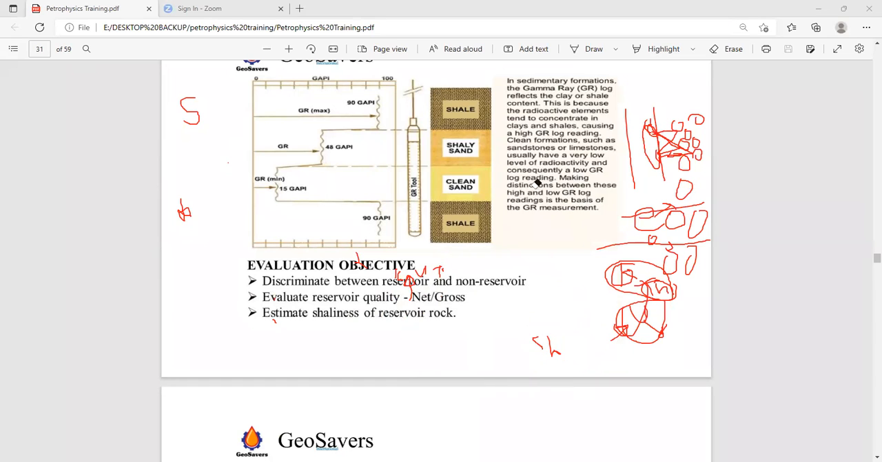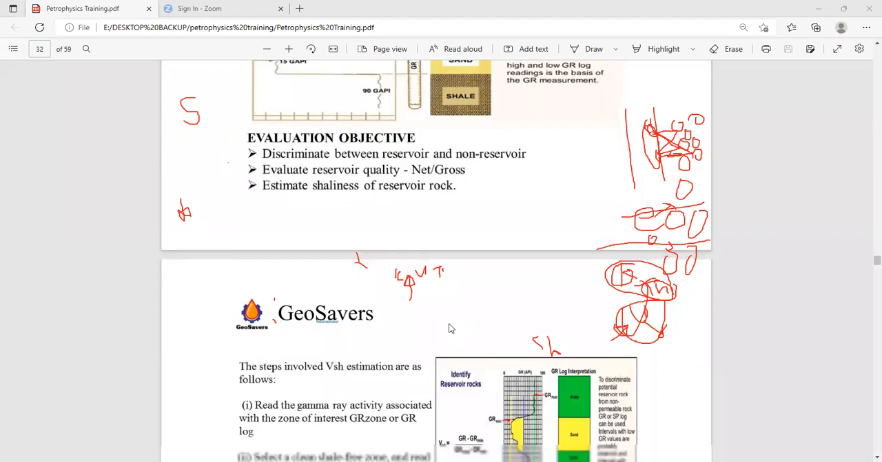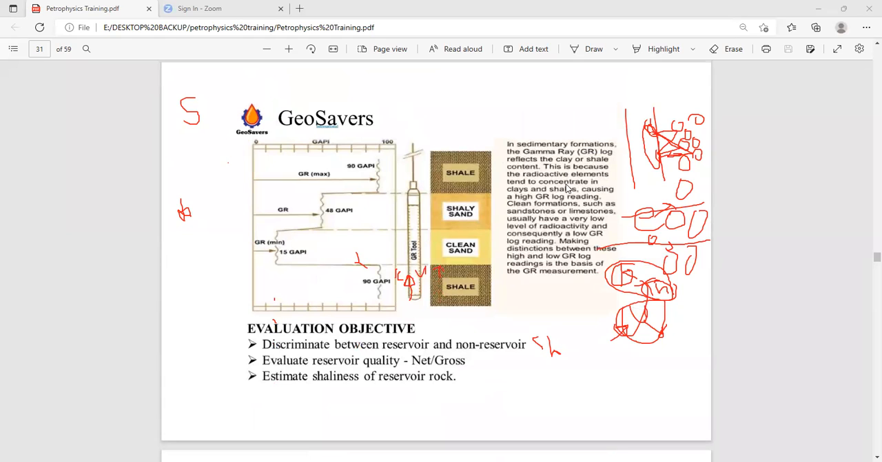All right, so if you look at what we have here, you realize that this is a shale that has a very high reading of gamma ray. We have a shaly sand, that means you have a sufficient amount of shale in it. That's why the gamma ray value is moderate. Then we have a clean sand that has a very, very low value of shale.